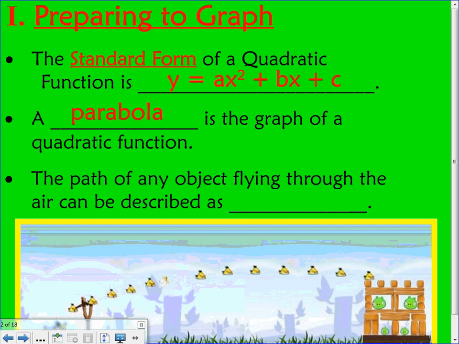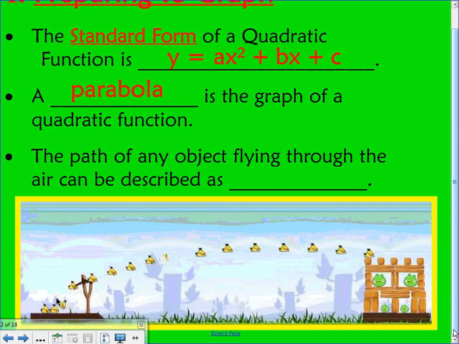The path of any object flying through the air can be described as blank. Usually when you're thinking about parabolas, graphing quadratics, the first thing that comes to my mind is Angry Birds. I'm sure you guys have played Angry Birds a time or two. But Angry Birds, the shape and the path that this is taking when you throw these Angry Birds through the air and they're launched, you can kind of look at the path that they're taking here. The shape that's being made as they kind of fall off into the house, the shape that they make there is a parabola. Okay, it is a U-shaped.